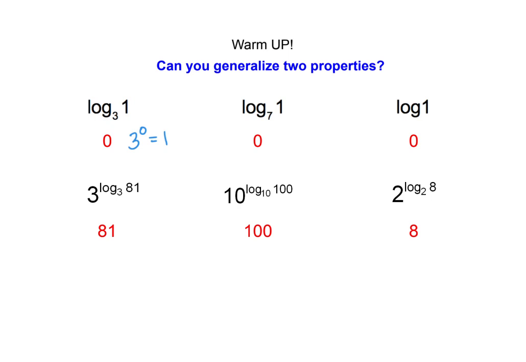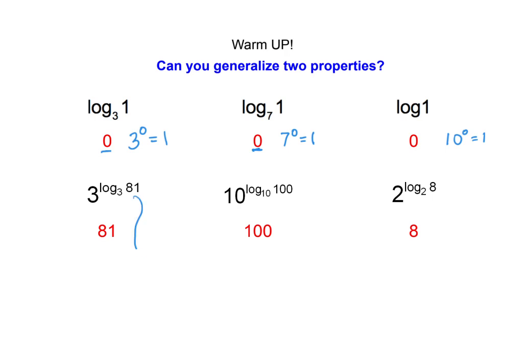If I look at the second case, 7 to the 0 is 1. That's why that's 0. 10 to the 0 is 1. I hope you're noticing a pattern. We're going to generalize a property in a few minutes. And this row, 3 to the log base 3 of 81 is 81.